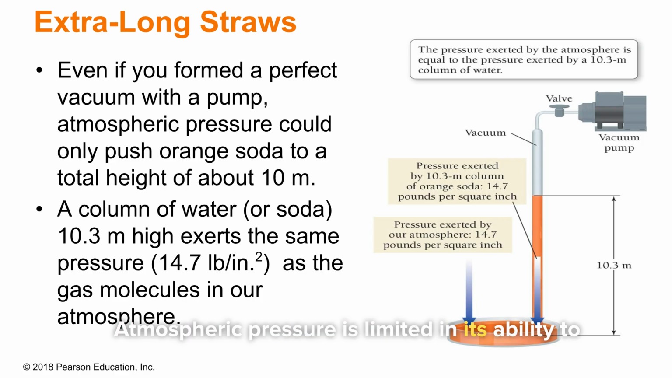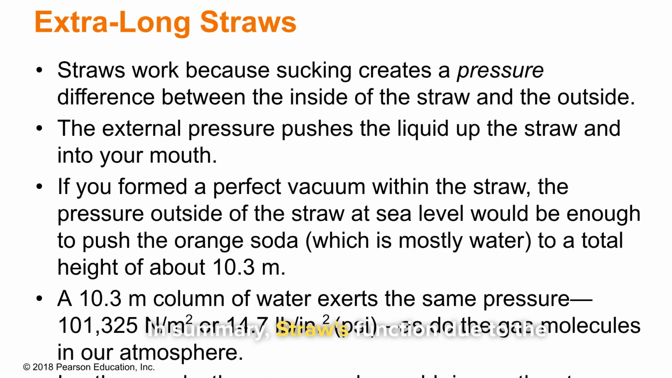Atmospheric pressure is limited in its ability to push liquid up a straw. A 10.3-meter column of water creates a pressure equal to the atmospheric pressure at sea level, establishing the functional limit for a straw. In summary, straws function due to the pressure difference created by sucking. The liquid rises until the weight of the column matches the opposing pressure of the atmosphere.